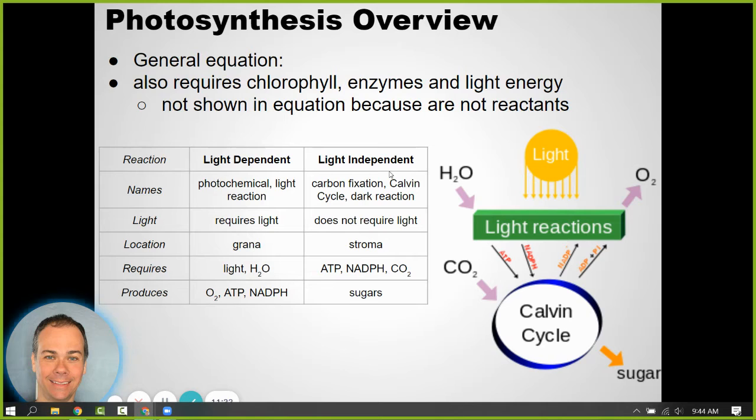So when we look at photosynthesis, one thing you should know is the general equation. The things that go in, the things that are released. Don't worry much about this table. It gets into some details here. But if we talk about the general overview, photosynthesis, what does it need in order to take place? It requires some things.